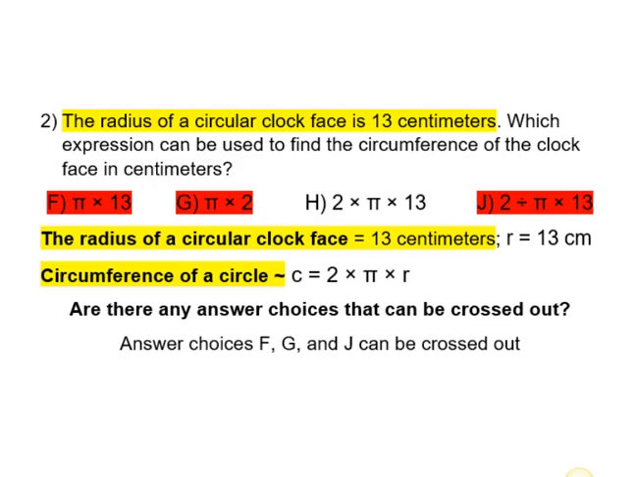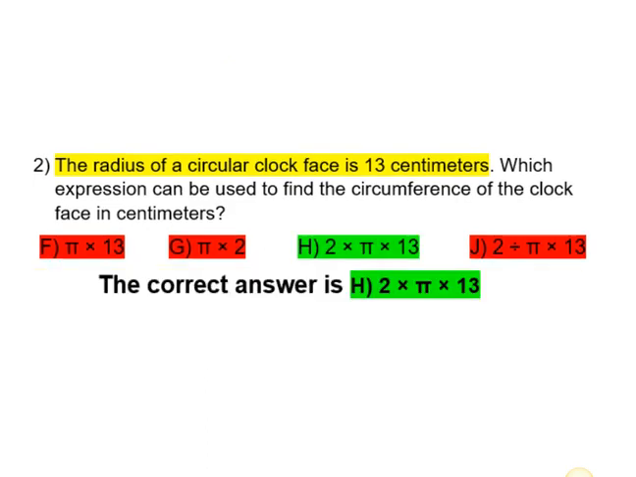And for J, J is 2 divided by pi times 13, which we know is incorrect. The circumference is 2 times pi times R. So again, F, G, and J can be crossed out. Now that we've crossed out our wrong answer choices, we have the correct answer, H, 2 times pi times 13.